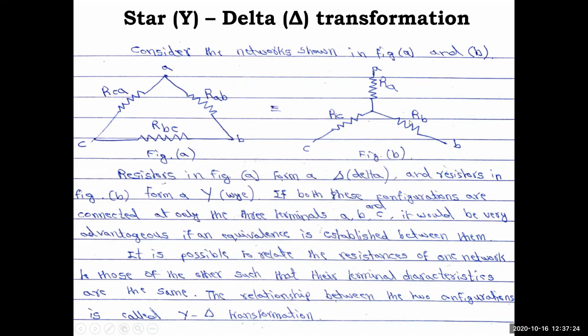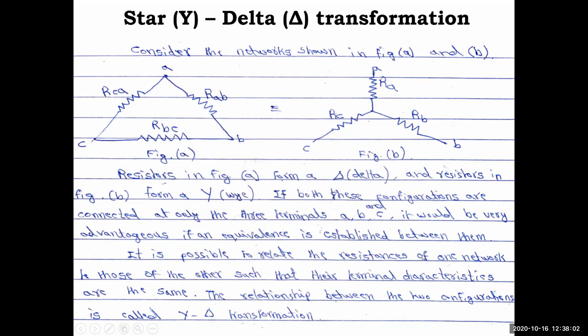Normally in problems you will have the values, not like this. So in figure A, the resistors form a delta, and the resistors in figure B form a Y connection. If both these configurations are connected at only the three terminals A, B, C, it would be very advantageous if an equivalence is established between them. So again, the principle of equivalence will be used to derive this. It is possible to relate the resistances of one network to those of the other such that their terminal characteristics are the same. The relationship between the two configurations is called Y delta transformation.